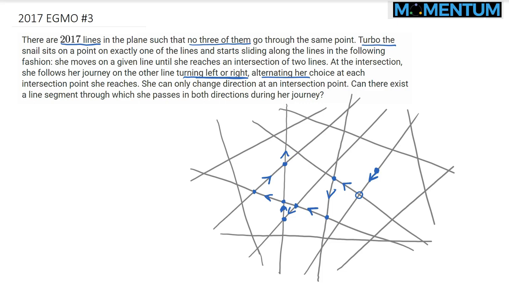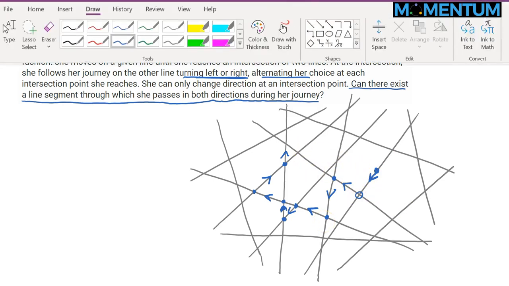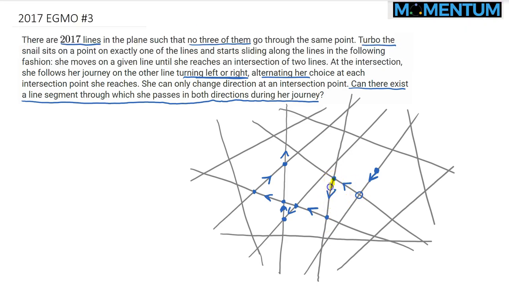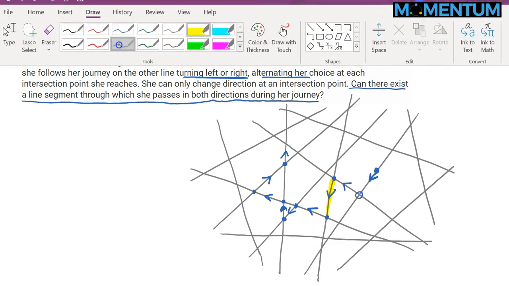Then the question is, can there exist a line segment through which she passes in both directions during her journey? So you can follow her path. Is it possible that on a segment that she previously passed in one direction, she will visit that segment again and pass it in the opposite direction? For instance, she already passed through that segment over here, and is it possible for her to revisit this segment and this time pass in the opposite direction?